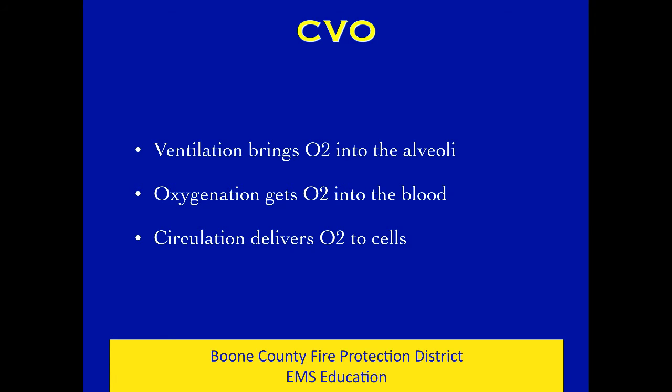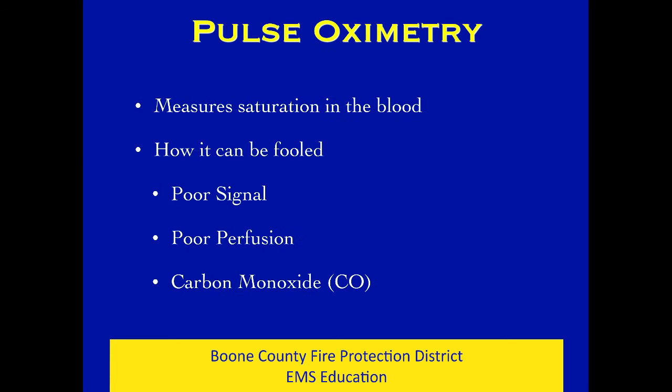We have circulation, we have ventilation, and we have oxygenation, CVO. Remember, the ventilation brings the O2 into the alveoli, the tiny air sacs in the lungs, the microscopic air sacs in the lungs, and we have a bajillion of them. The ventilation brings that fresh air in that has oxygen in it. The oxygenation piece is when the O2 climbs out of that air into the blood, and the circulation delivers it out to the cells. Good air in, bad air out, blood goes round and round.